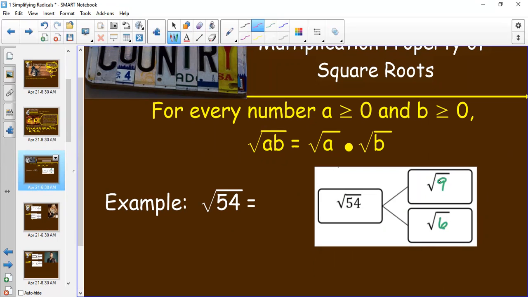Because our final answer is, we take the square root of the 9, which is 3, that goes outside when we answer it. And the one we don't know the answer to, the square root of 6, stays inside. And that's our answer. I know I'm done because I can only break up 6 into 3 and 2, and neither of those are perfect squares. So I'm done.